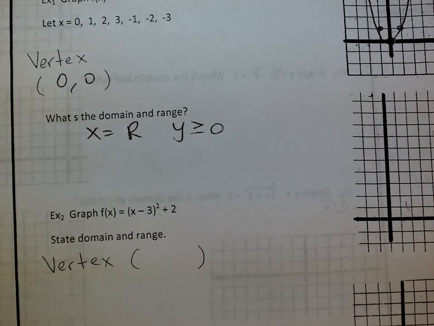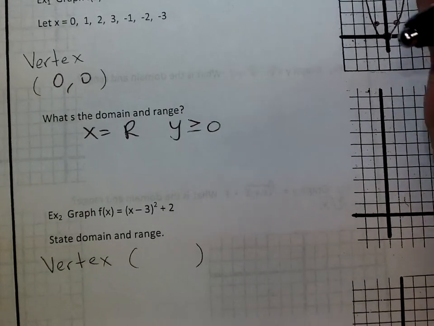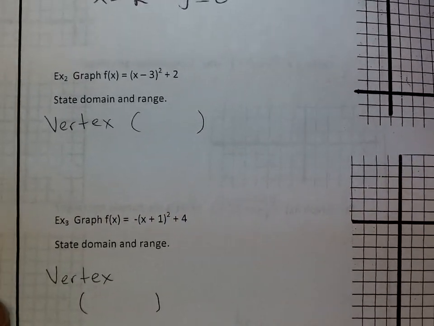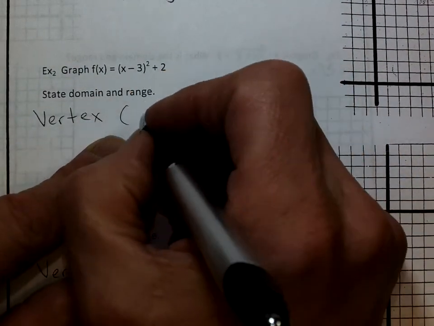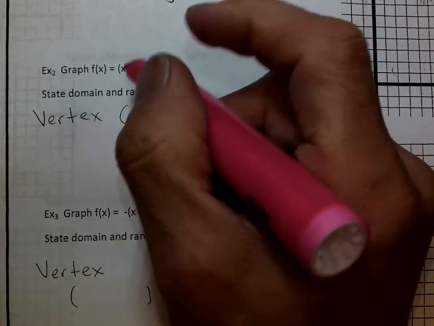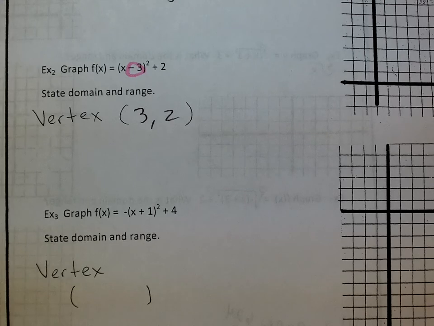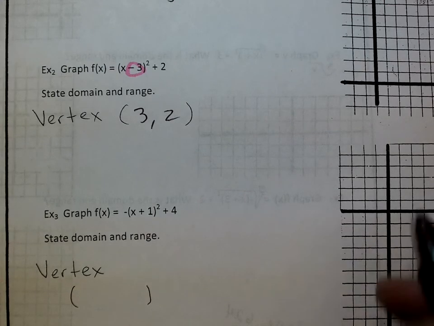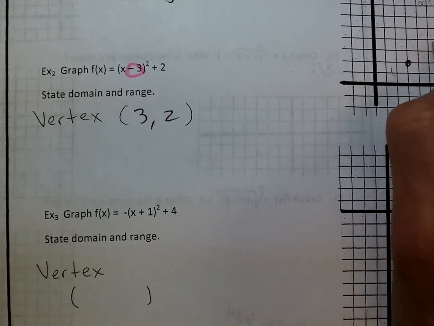Now, if we wanted to move or shift it, we've done this before too. On example 2, very similar problem. We know that our vertex is at positive 3, 2, because it's the opposite of the inside one, right? So I know that my vertex is at 3, 2. So I go to 3, 2. There's my vertex.